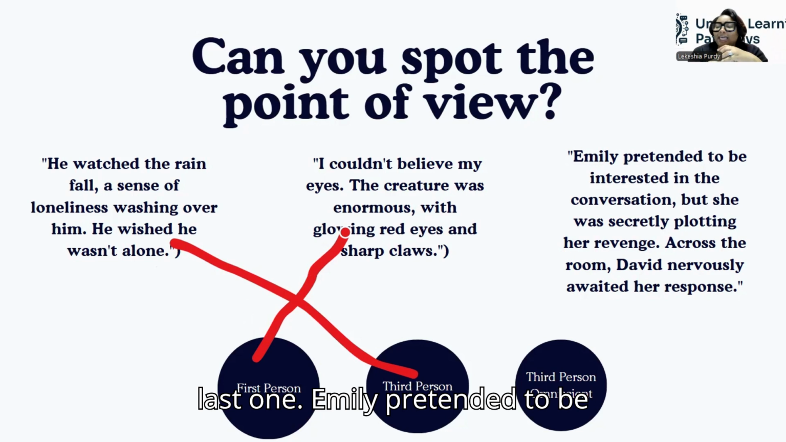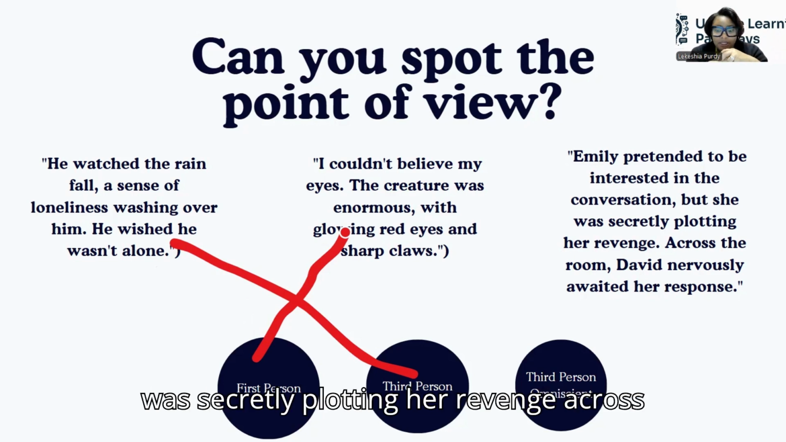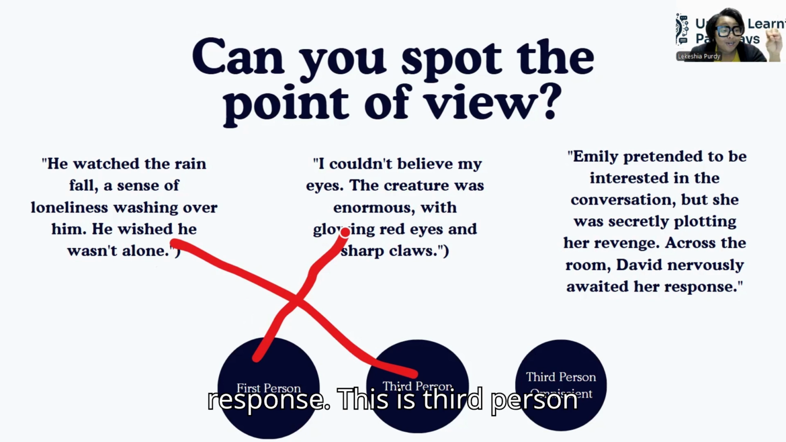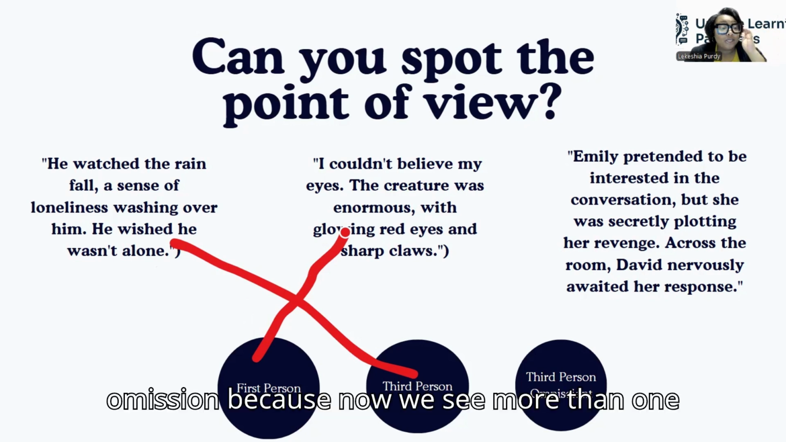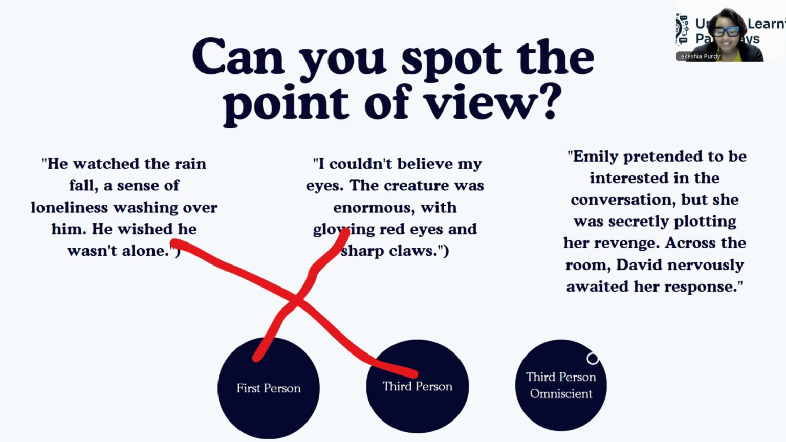Now, the last one. Emily pretended to be interested in the conversation, but she was secretly plotting her revenge. Across the room, David nervously awaited her response. This is third person omniscient because now we see more than one person's thoughts and feelings.